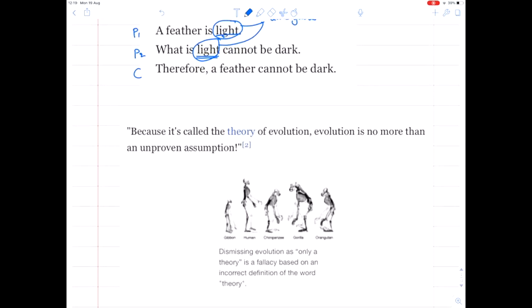Another example, which is fairly common, is something like the following. Because it's called the theory of evolution, evolution is no more than an unproven assumption. And the idea here is the use of the word theory is an incorrect definition of the word theory.